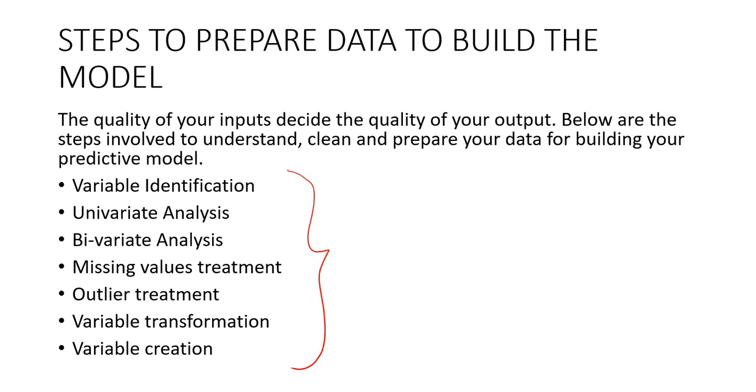So below are the steps involved. Variable identification, univariate analysis, bivariate analysis, missing values treatment, outlier treatment, variable transformation, and variable creation. In the last video we discussed variable identification. It's done. In this video, I am going to discuss univariate analysis.